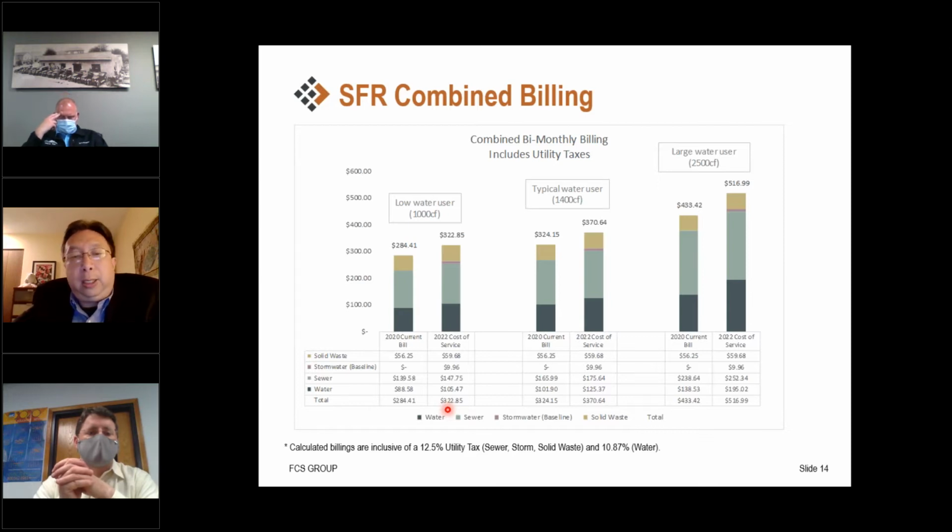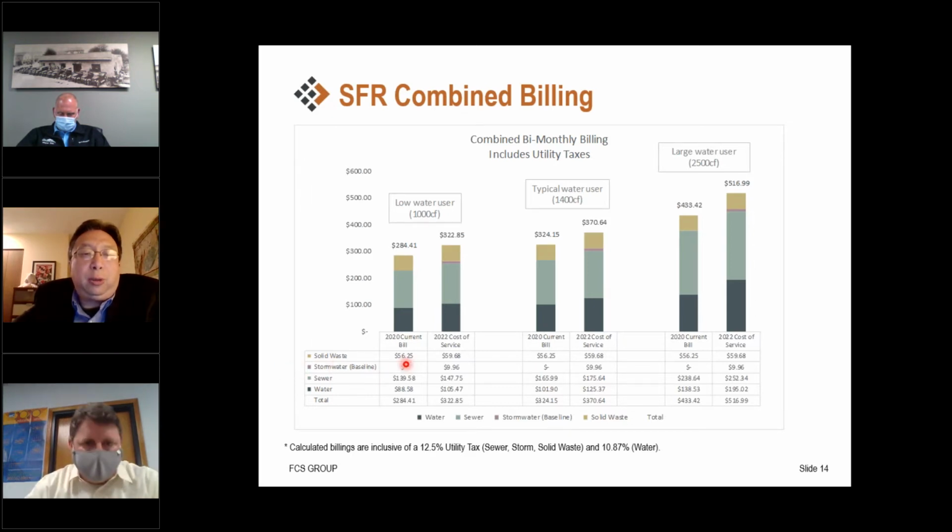And this increase here is about a 14% increase. And again, that's over a 2-year period. For a typical water user, their billing would also increase by about 14%. And then for a large water user, their billing would increase by about 19%. Now, part of this is being masked by the introduction of a new charge for your stormwater program.